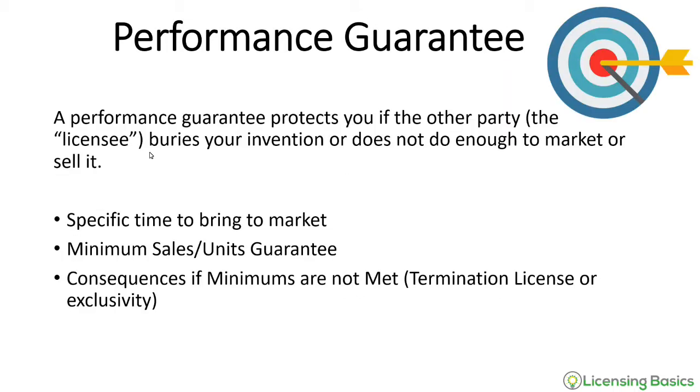Performance guarantee. A performance guarantee protects you if the other party, the licensee, the company, buries your invention, or does not do enough to market or sell it. For example, let's say you get a licensing contract with a 15% royalty and you're thrilled to death, but there are no performance guarantees.